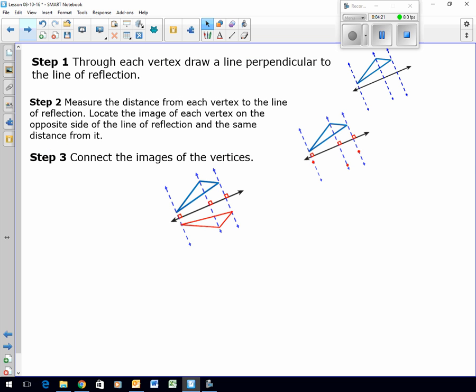If I wanted to, we can draw all this out. That's how we do it. Step 1, through each vertex, draw a line perpendicular to the line of reflection. Vertex. There's a good vocab word from last week you're going to see on the quiz. What is a vertex? We can throw other vocab words out there. Parallel. Two lines together, and what do they form? A vertex. Thank you.